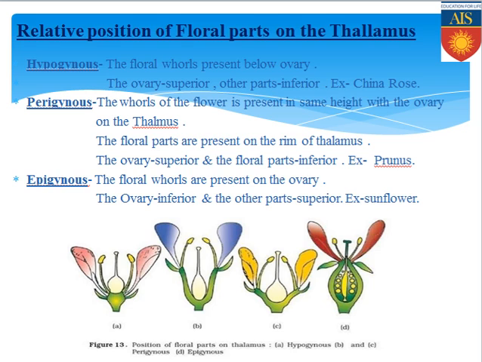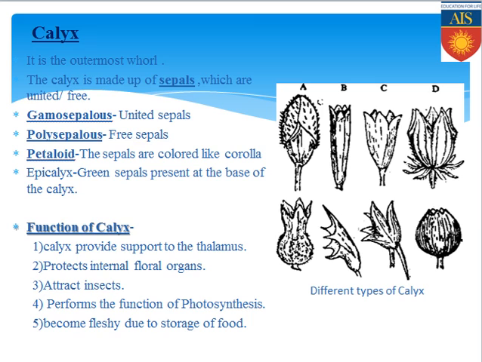Now we are just entering the next floral whorl. The first floral whorl, rather we can say, is the calyx, because we have discussed various kinds of flowers. We have not discussed each and every floral whorl. So now we will be discussing each and every floral whorl. The first floral whorl we all know is the calyx. It is the outermost whorl, we all know.